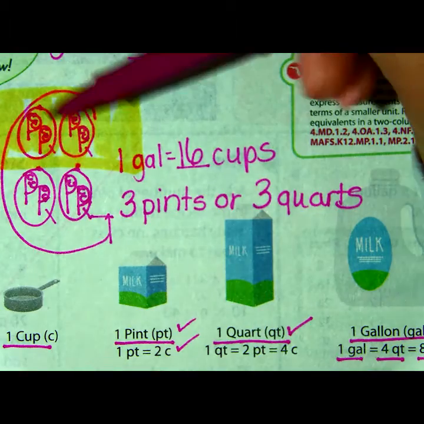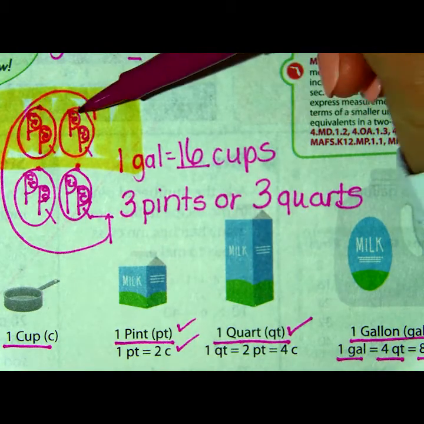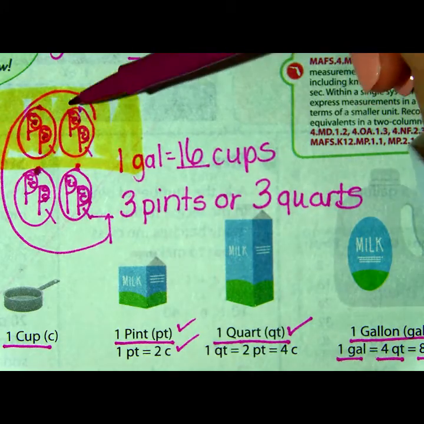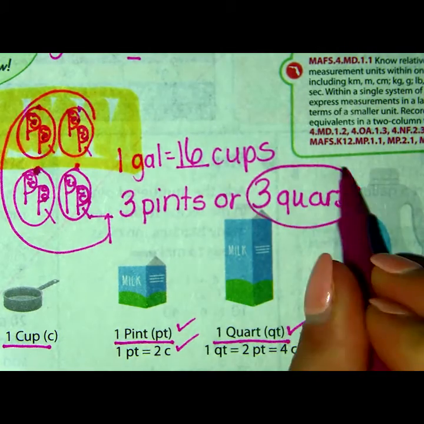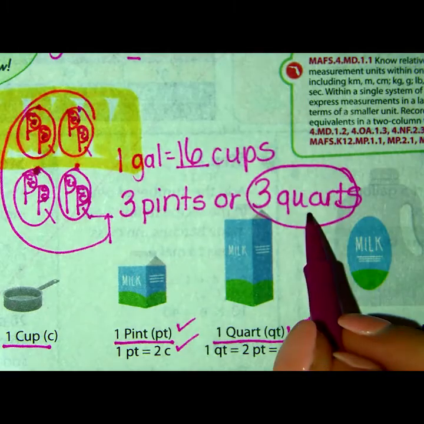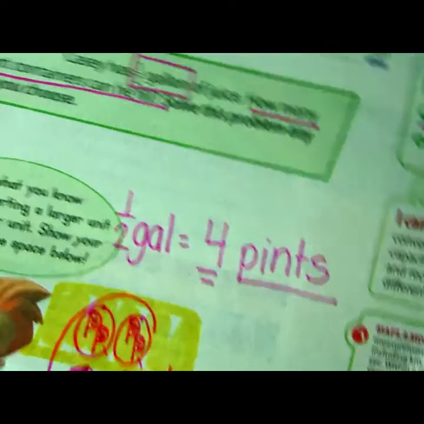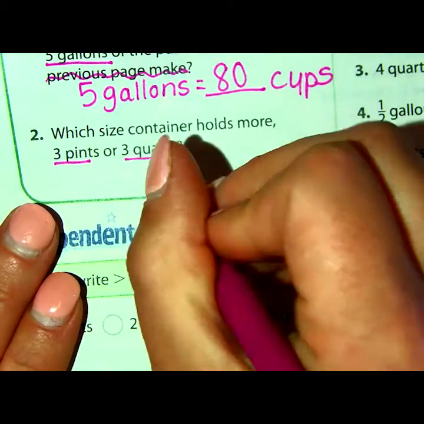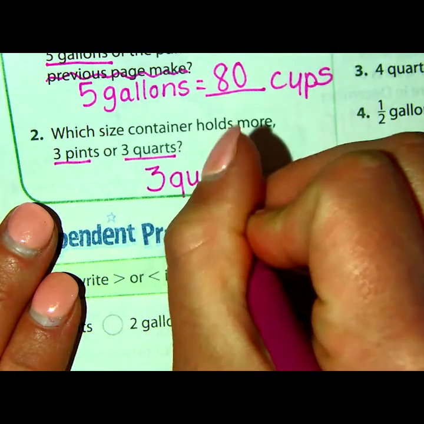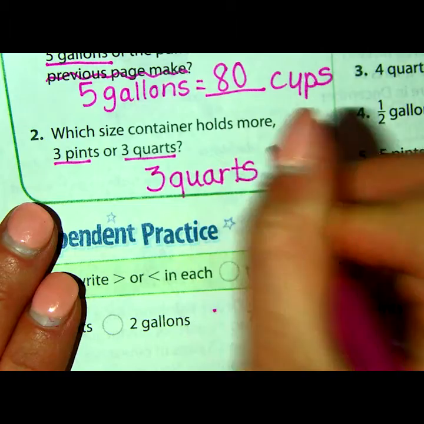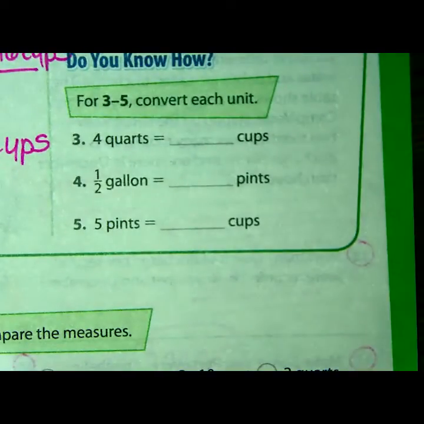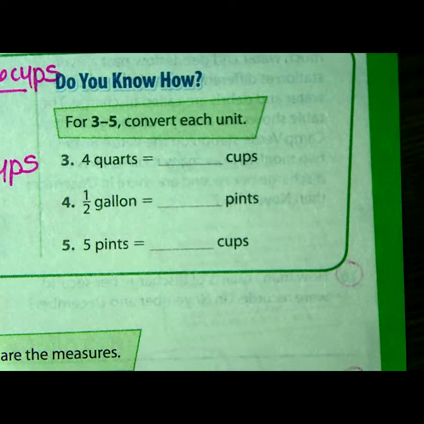3 quarts would mean 1, 2, 3 queens. 3 pints would just be 1, 2, 3. So obviously 3 quarts are going to be bigger because I know that 1 quart is larger than 1 pint. So now I can go back and answer my question. 3 quarts is going to hold more. Let's look at question number 3. 4 quarts is equal to how many cups?